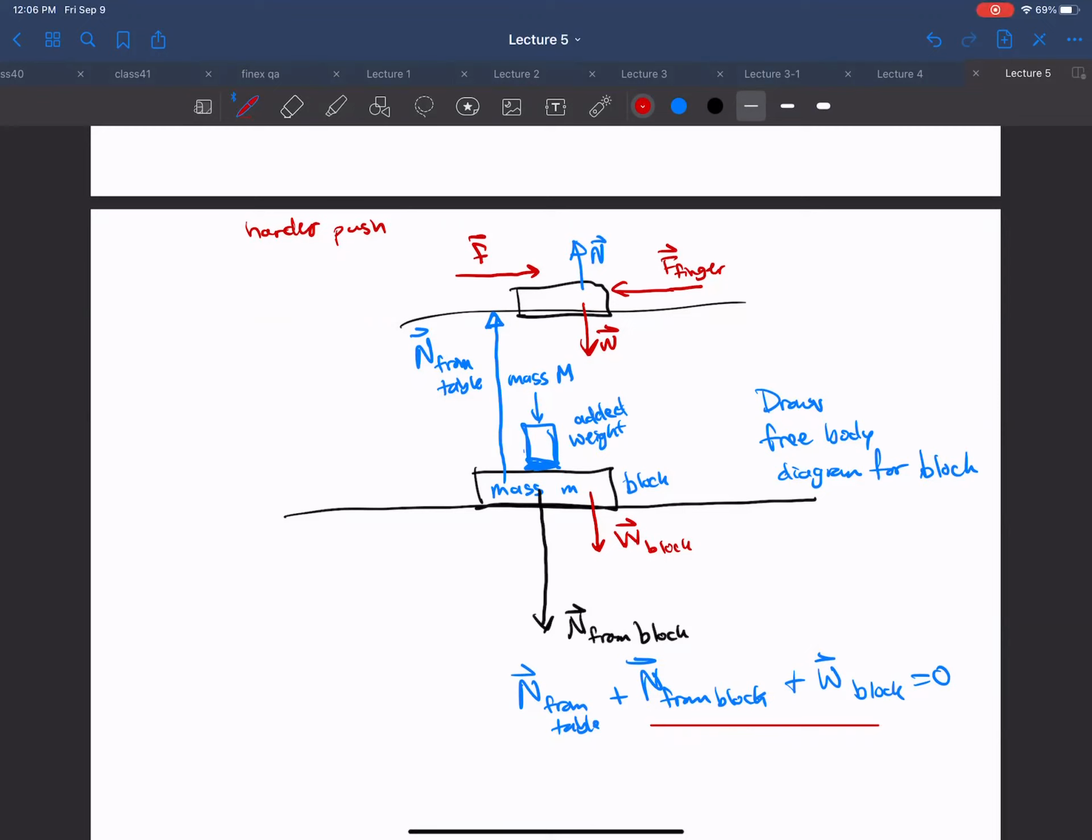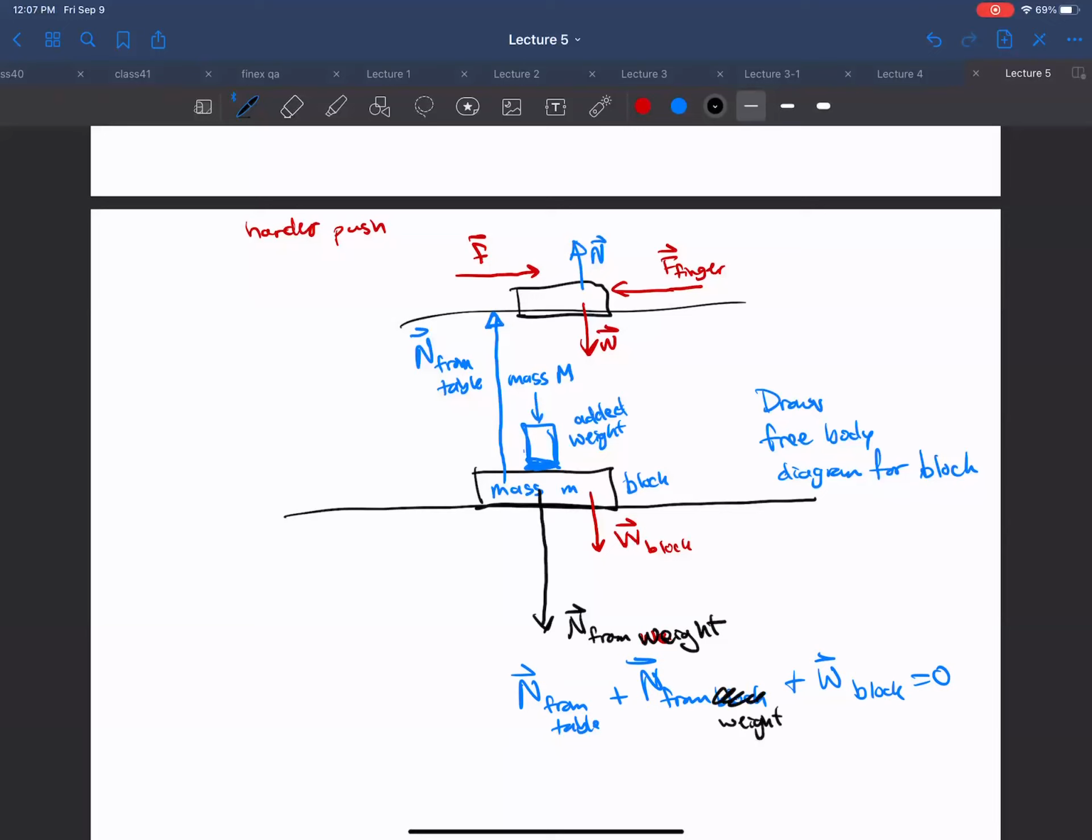Oh, geez, sorry. I was bad about notation. I wrote normal force from block, but what I really meant was normal force from the weight. I should have picked, this should be from the weight, not from the block. Sorry. So we've got a block, we've got a weight. So this should be the normal force from the weight here.